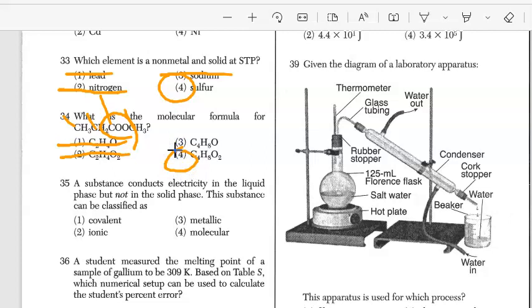For 35, a substance conducts electricity in the liquid phase but not in the solid phase.